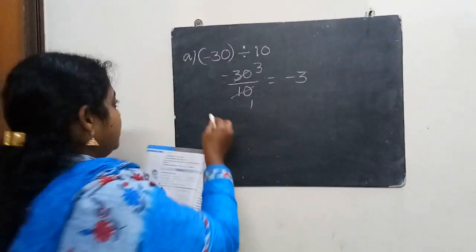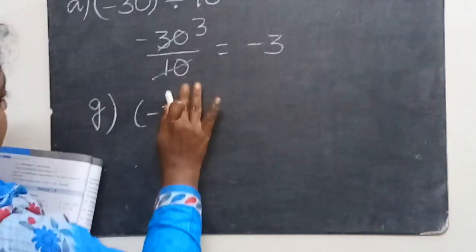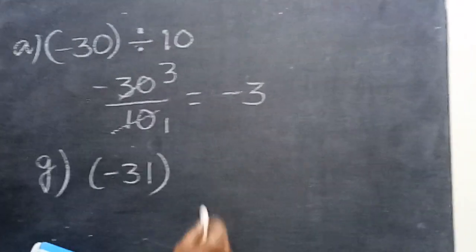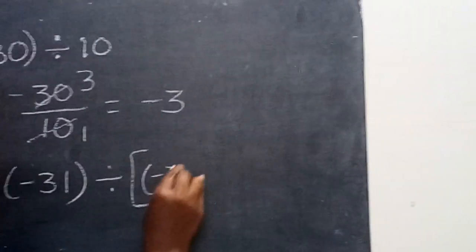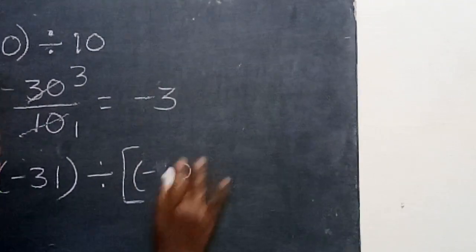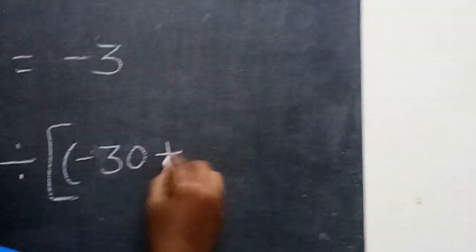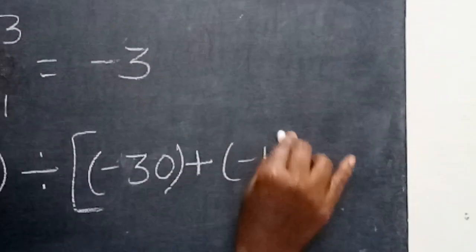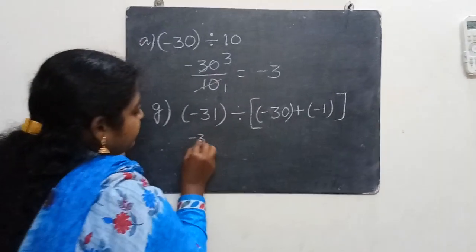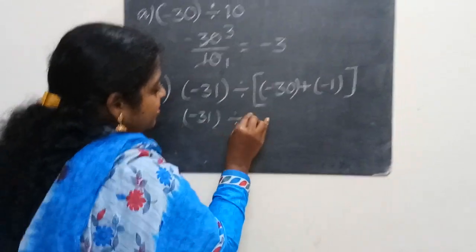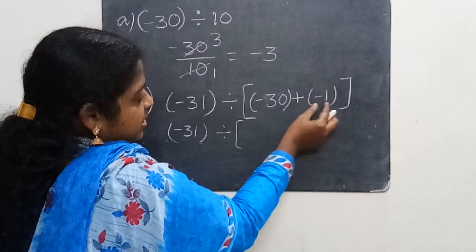Shall I do the G1? See here, minus 31 divided by minus 30 plus of minus 1. Okay, so how to do this one? Minus 31 divided by, first solve whatever is there in the bracket. Here it is minus 30 and here it is plus of minus 1.